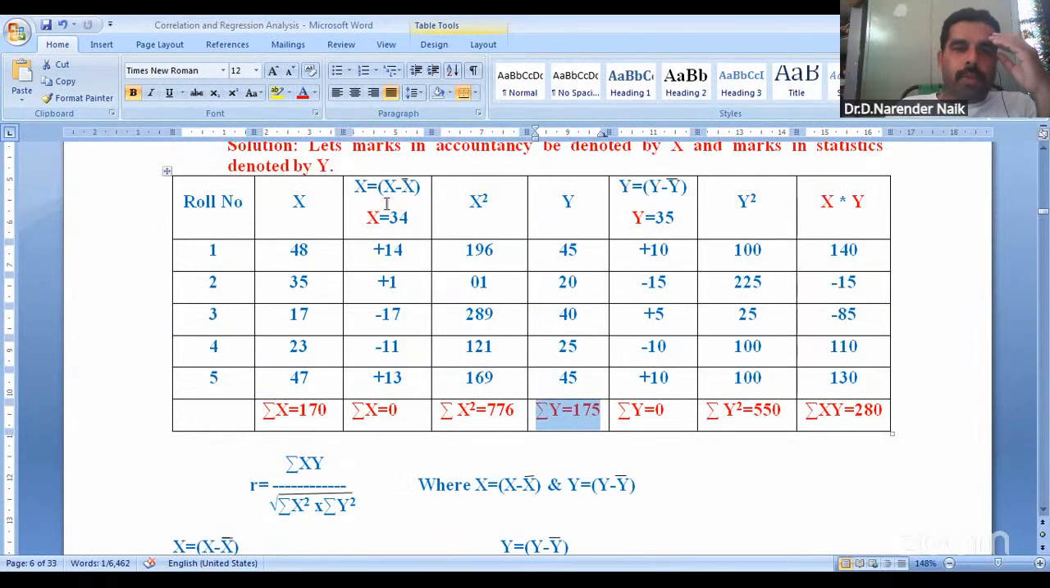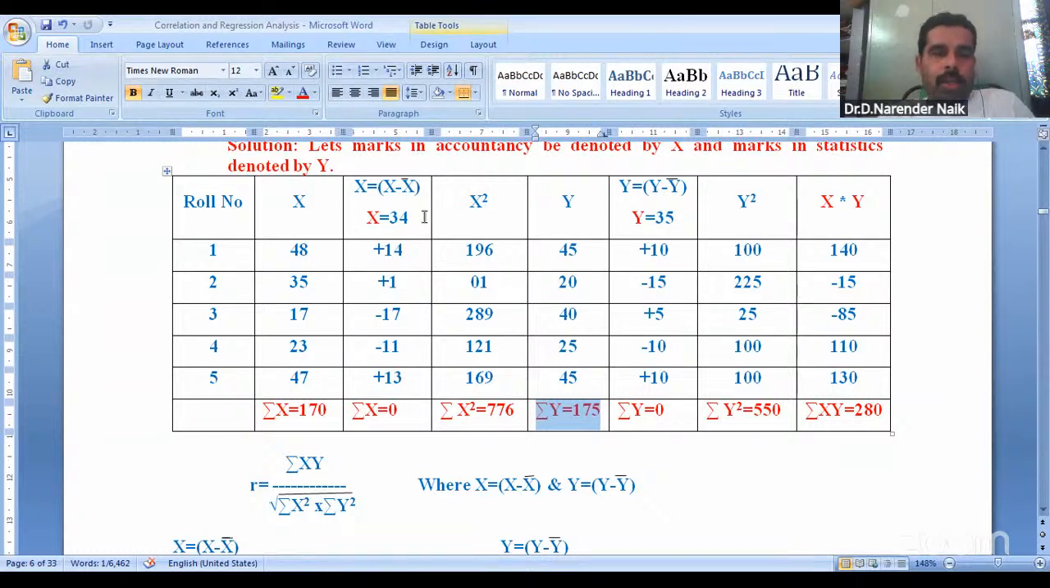Then next, small x is equal to X minus X bar. X bar is equal to 34. So 48 minus 34 is plus 14. 35 minus 34 is plus 1. 17 minus 34 is minus 17. 23 minus 34 is minus 11. 47 minus 34 is plus 13. Sigma x is equal to 0.